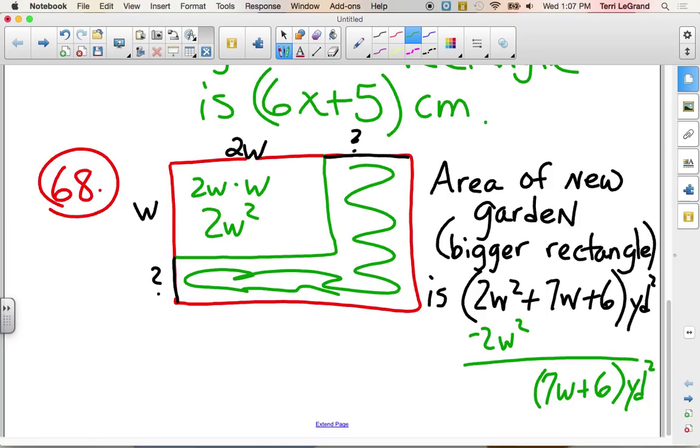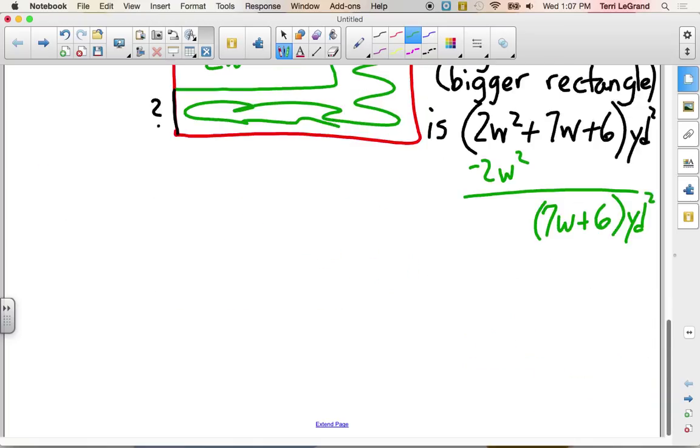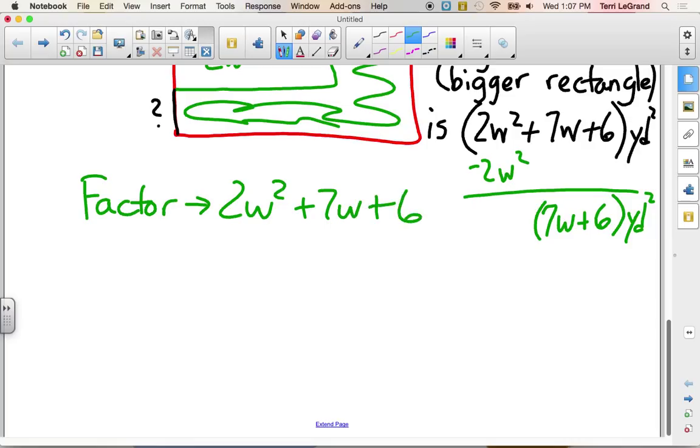Sometimes we go down a path and we get stuck and we're like, oh, I don't know what to do now. Then we can always try something else. John suggested, how about we just factor our area again and see what happens. So let's factor 2W squared plus 7W plus 6. At the top, we have to do A equals, B equals, and C equals.